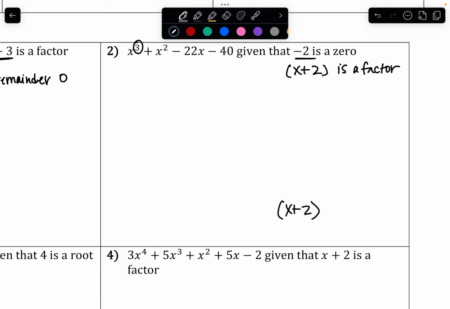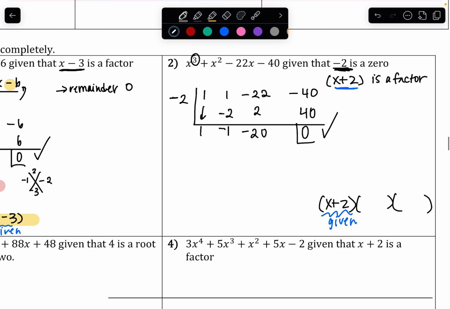And so now we just need to divide out the factor they told us using synthetic division. Remember the root, which was given, goes here. The coefficients of the dividend go here. Bring down the 1. 1 times negative 2 is negative 2. Add, we get negative 1. Negative 1 times negative 2 is 2. Add, we get negative 20. Negative 20 times negative 2 is positive 40. Add, we get 0. You should get 0 because they're not lying to you. It actually is a factor.